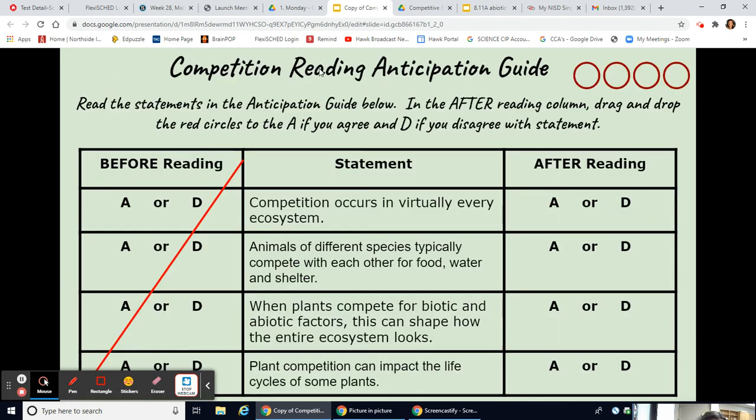Okay, now that we read that article, I would like you to reread the statements. And now, do you agree or disagree with those statements? I'll give you a moment to do that.